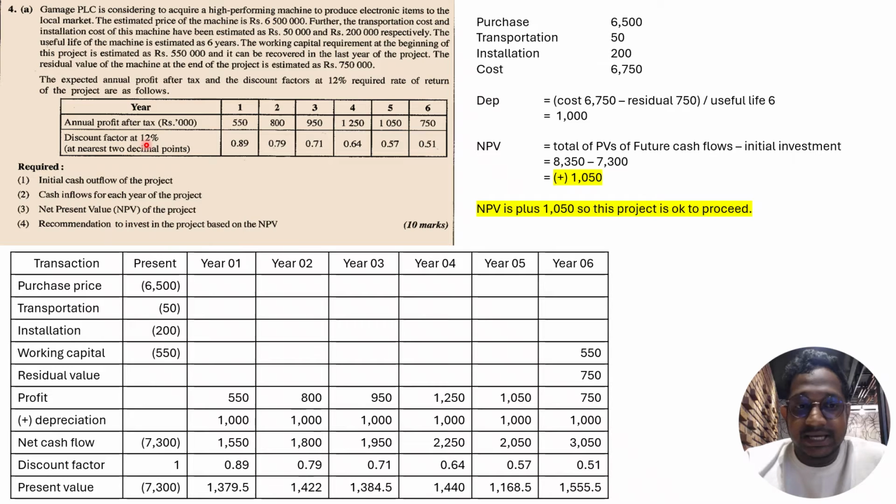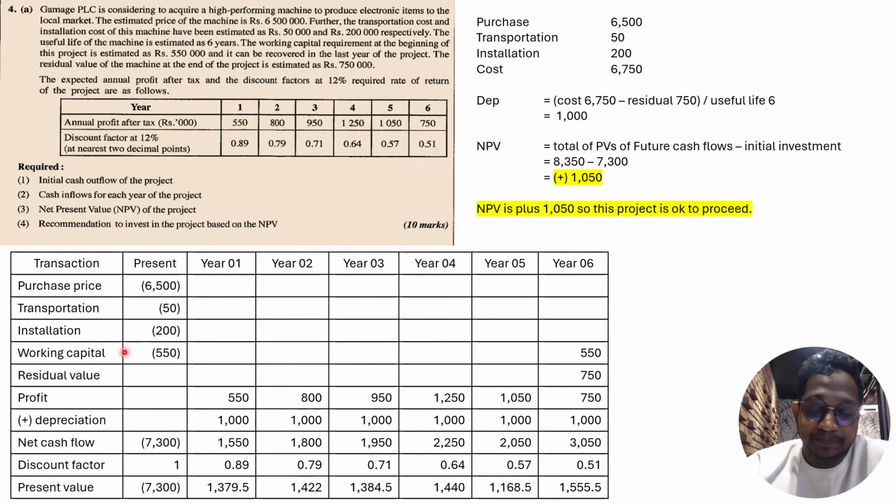And here, the annual profit after tax is given for each operating year, and the discount factor is given at 12%. So here they are asking for the initial cash outflow for the project, the cash inflows for each year, the NPV, and the recommendation based on NPV. So I found the initial cash outflow, cash inflows, and the NPV all in this chart.